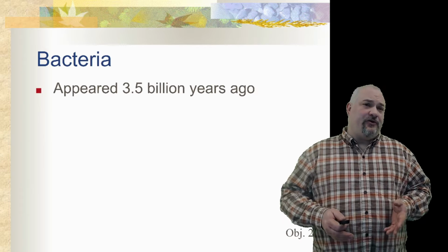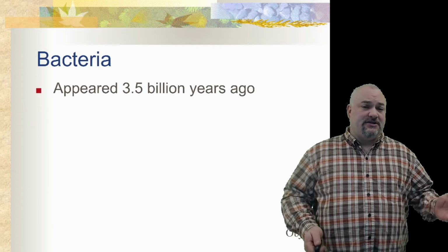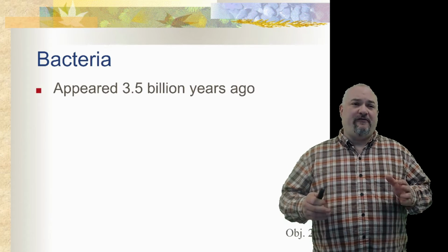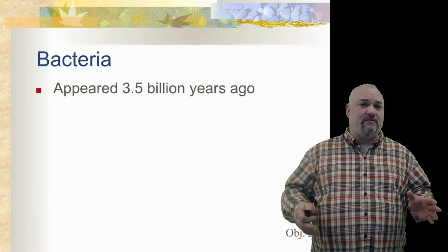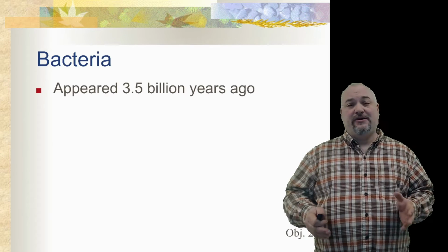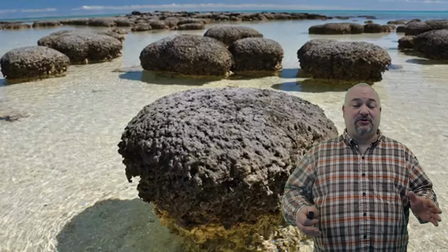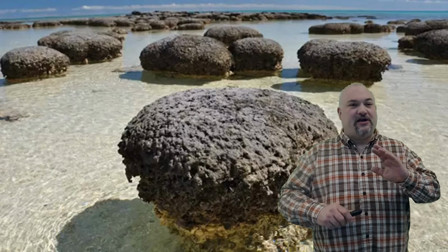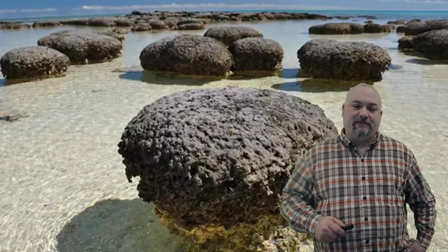All right, so bacteria, guys. We think bacteria are the first life forms on this planet, at least as far as the fossil record goes. We have found bacteria on this planet that are about 3.5 billion years old. Stromatolites in Australia, little towers of bacteria that grew one on top of the other.